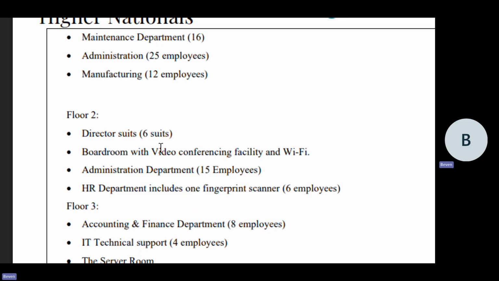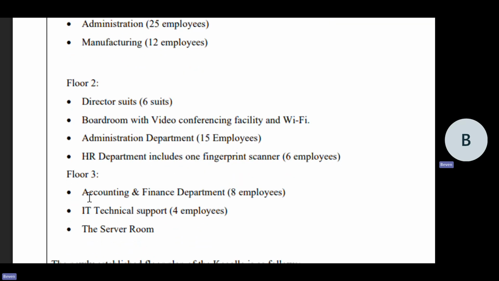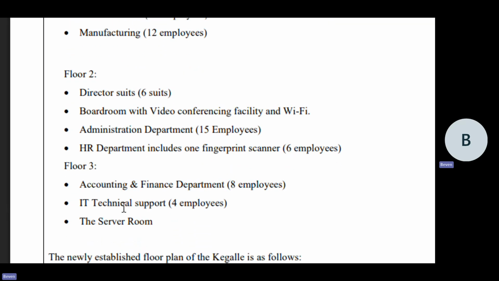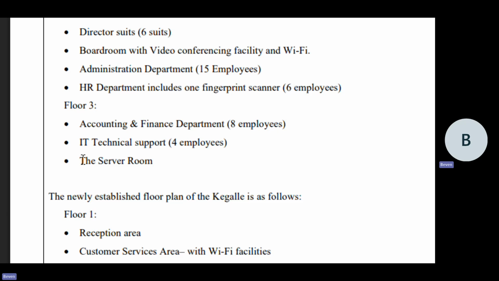Nothing is given for the boardroom, right? So add some number for it. HR department, accounts and finance, IT, technical and support, and server room. In the server room also, they have not specified how many servers are there. So you can decide how many servers you are going to put there, right?